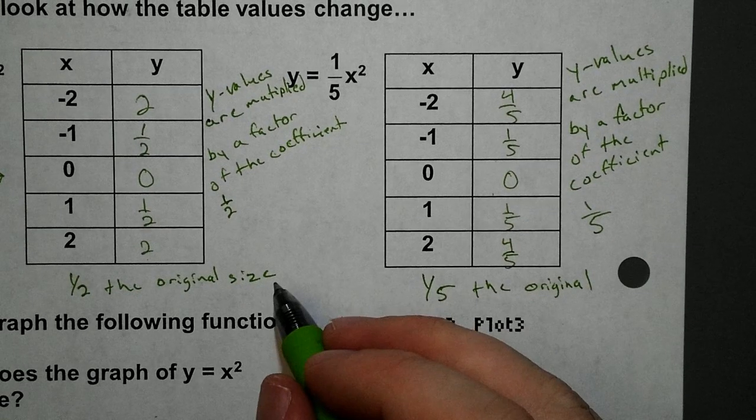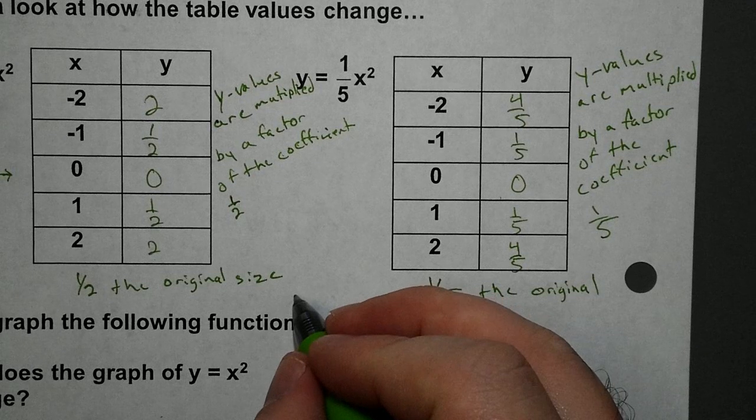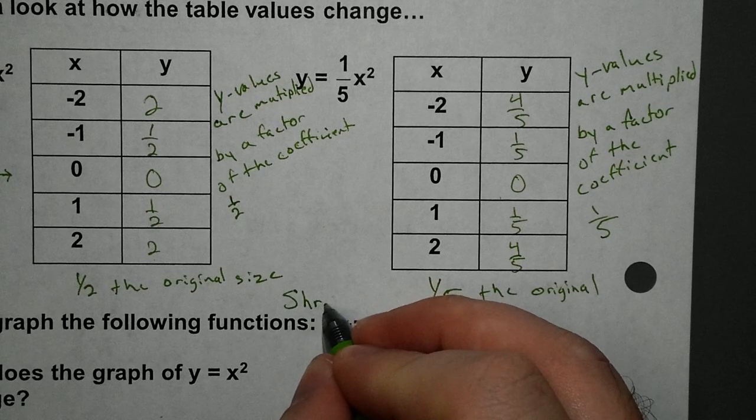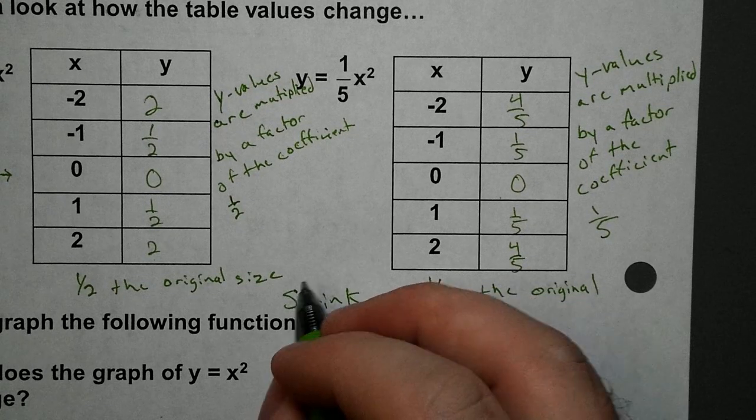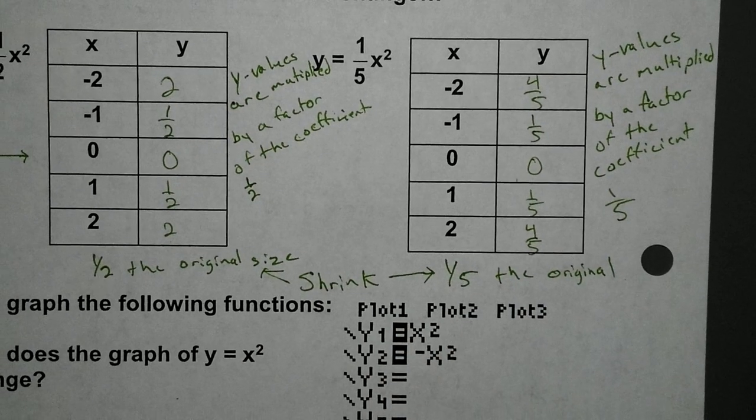Now, whenever something is getting smaller in parabolas, we call that a shrink. So both 1/2 that size and 1/5 that size, those we call a shrink.